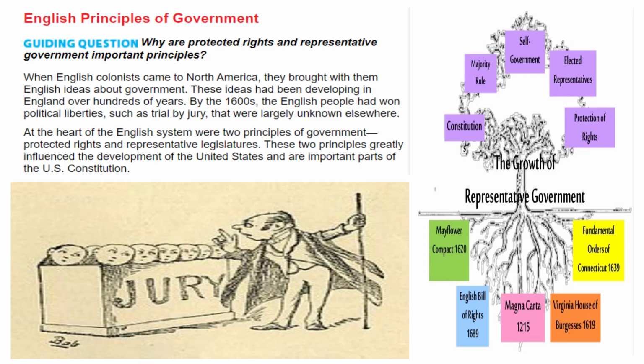Question number 1. What did the English colonists bring with them to the 13 colonies? They brought with them the ideas about government that had been in England and had been growing for a while. Number 2. What were the two main principles of government that were important to the English system? Number 1, protected rights, that we all have rights that must be protected. And number 2, the concept of representative legislatures, that there are a group of people that make the laws and those people represent the rest of the people.